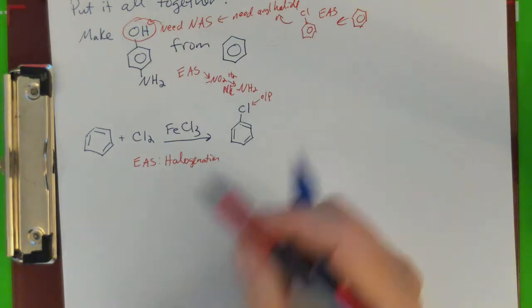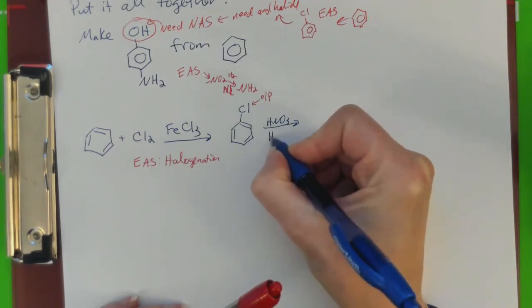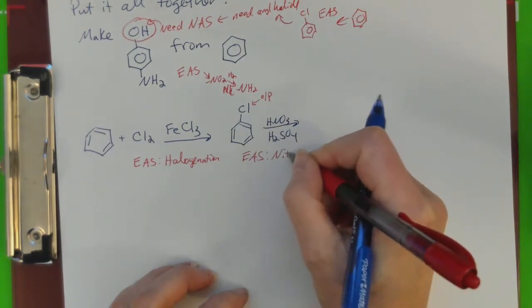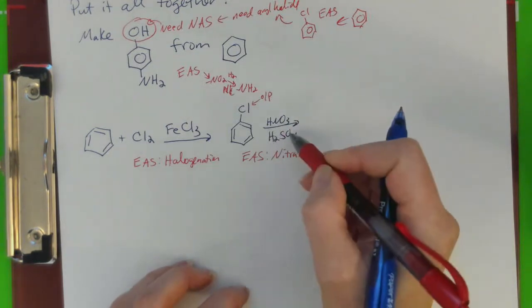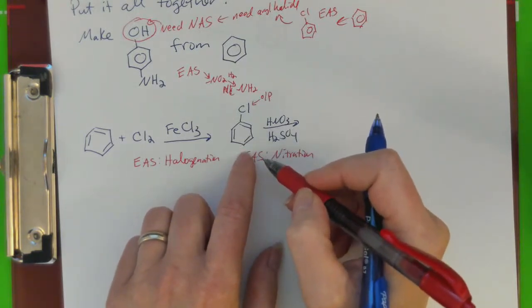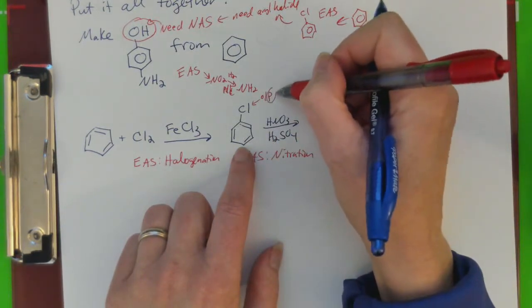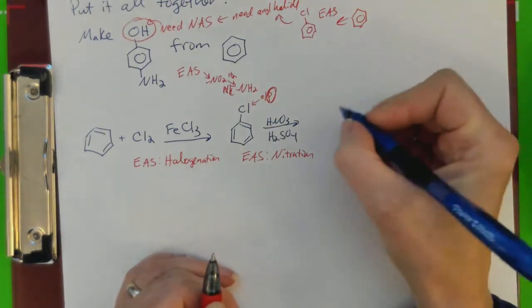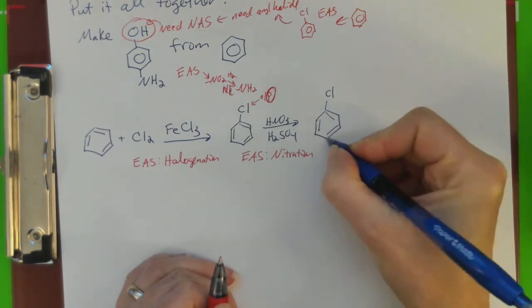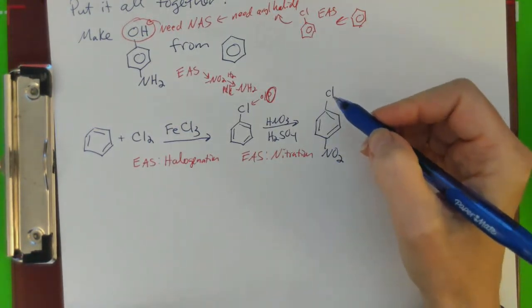If I carry out in the next step a nitration, HNO3, H2SO4, so this is another EAS, nitration, I expect, since the chloro group is an ortho-para director, that I can get a nitro group at the para position. Remember that the para is usually the major product. So I'm going to go ahead and do this, and now I have my nitro group para to the chloro group.